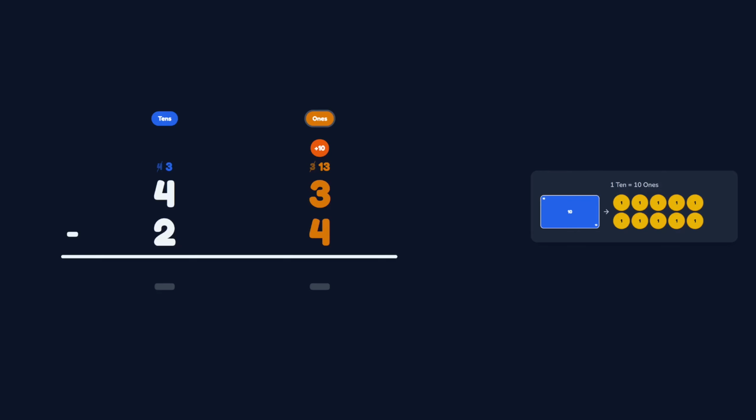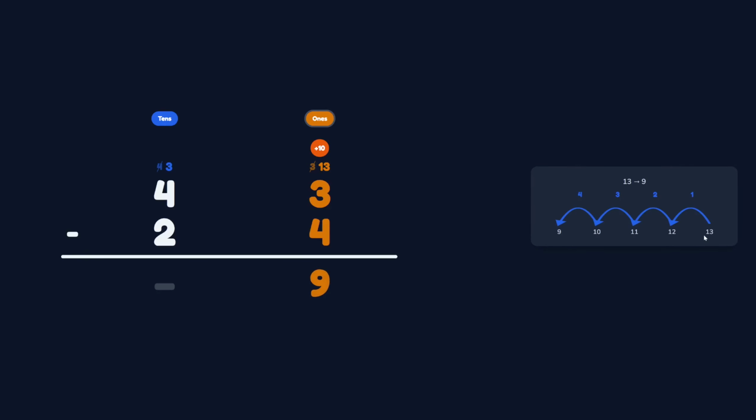Now we can do 13 minus 4. What is 13 minus 4? It's 4 steps back from 13, which is 12, 11, 10, and 9. So 13 minus 4 gave us 9. And now 3 minus 2, you're right, it's 1. So 43 minus 24 gave us 19. Really easy once we understand what borrowing is, right?